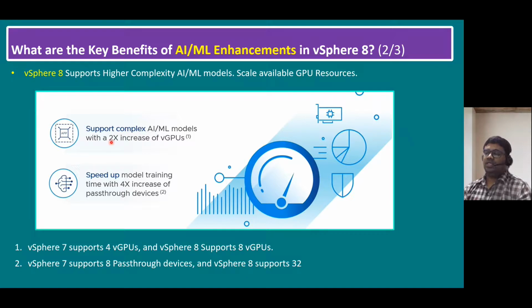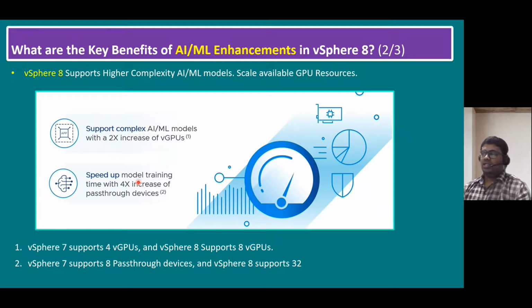That's the reason VMware says AI and ML models get a 2 times increase of vGPU and also sped up training time with a 4 times increase. The reason is that previously in vSphere 7 it supported 8 pass-through devices. Now the count is increased to 32. That means 8 multiplied by 4 equals 32, which is a 4 times increase. That's the point I'm trying to elaborate here.